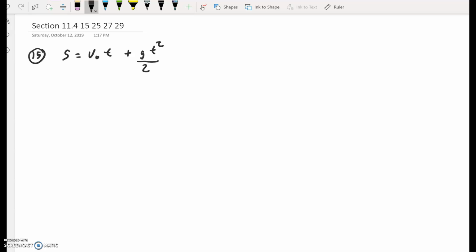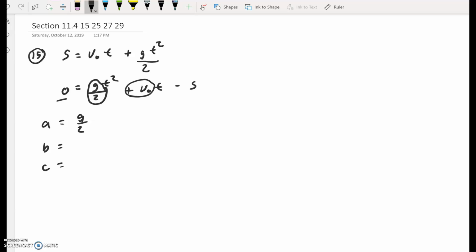We're asked to solve this for t, so we've got to get 0 on one side. I'm going to put the thing in order. So we have gt squared over 2 plus v naught t minus s equals 0. That allows us to write down the a, b, c for the quadratic formula. a is now g over 2, because we're solving for t. And b, the coefficient of t, is now v naught, and c is minus s.